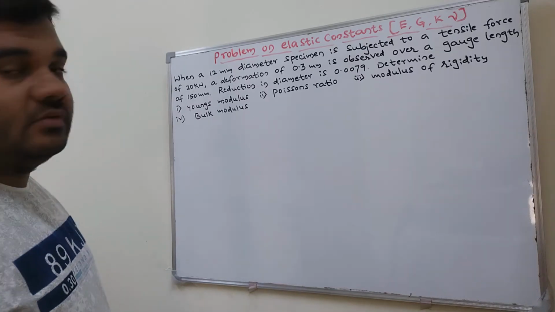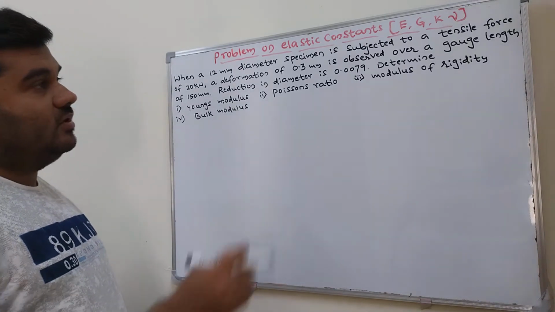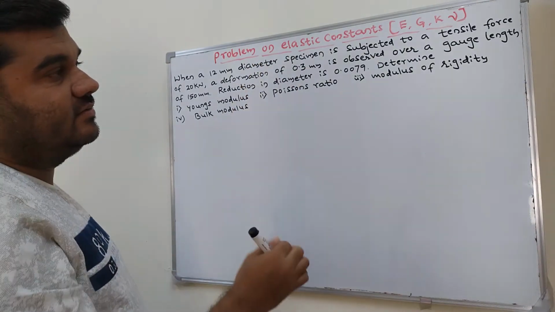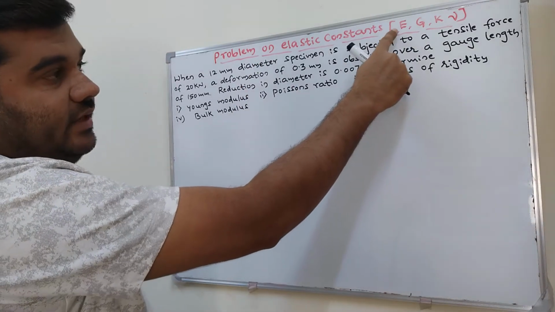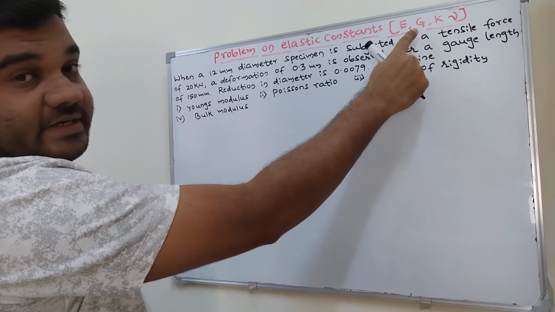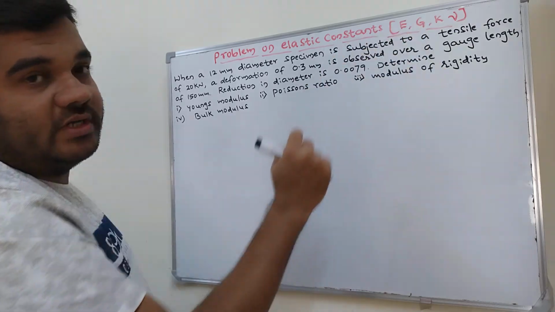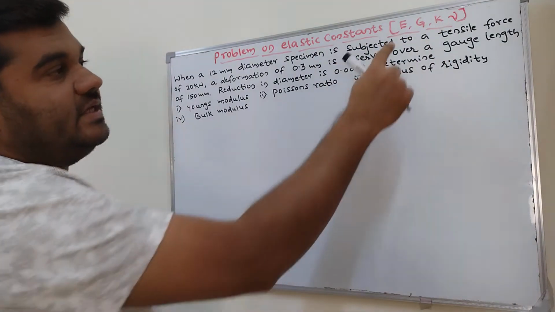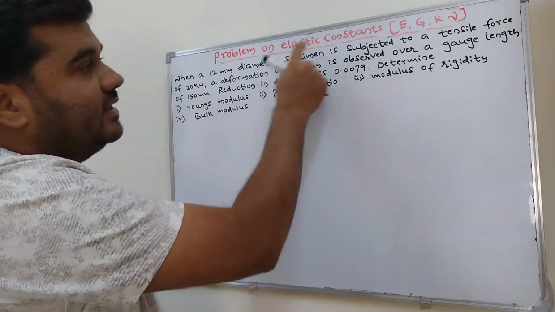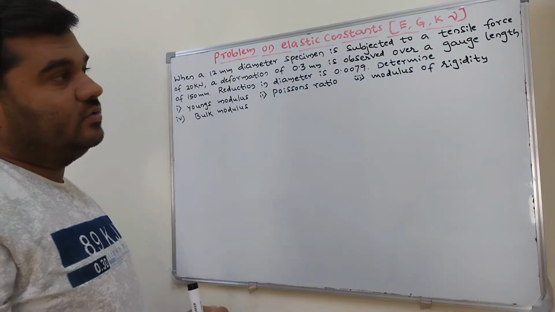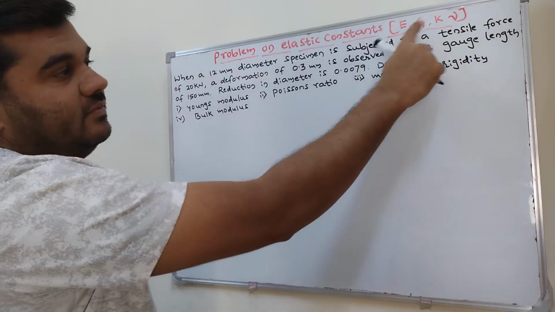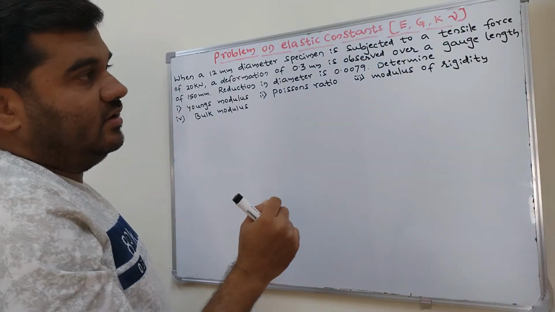In this video, we will solve the problems on elastic constants. What are the elastic constants? Young's modulus E, modulus of rigidity G, bulk modulus K, and Poisson's ratio nu. These four constants are called elastic constants. In the previous video, we derived the relation between these four. Just I'll recall.